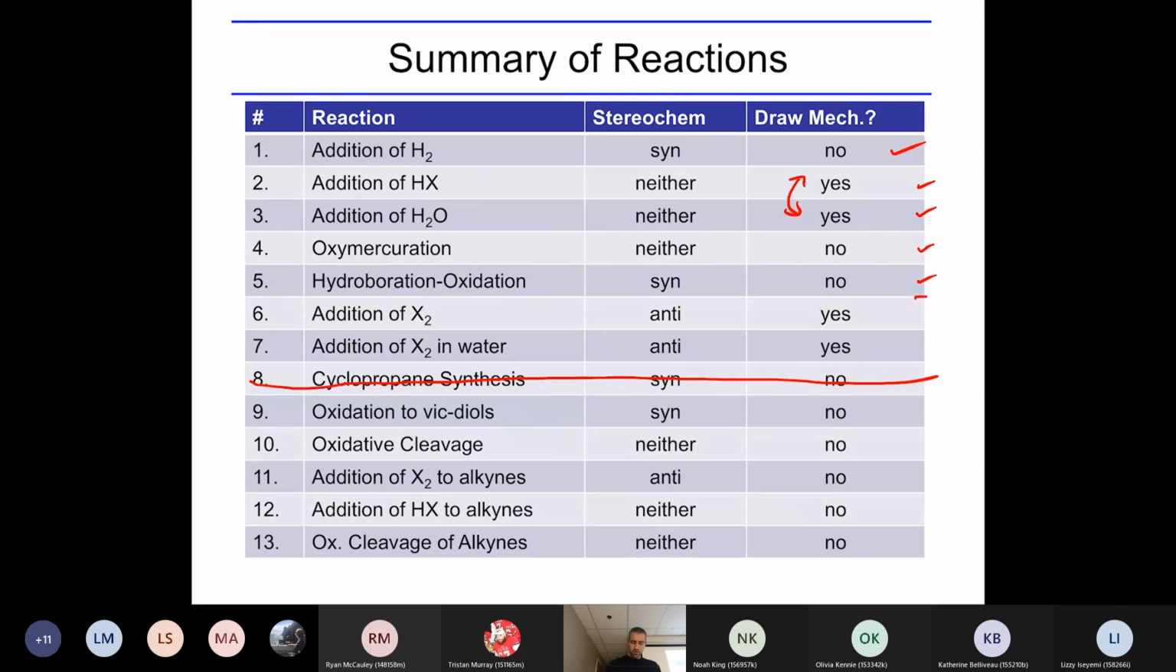Addition of X2 or X2 in water, yes, you need to draw those two mechanisms. Same mechanism in both cases, essentially. And those are both anti.